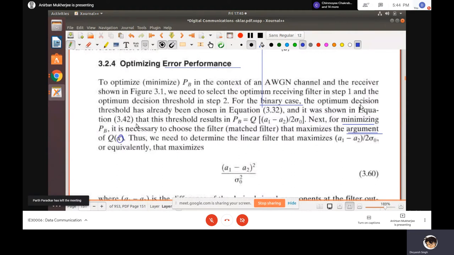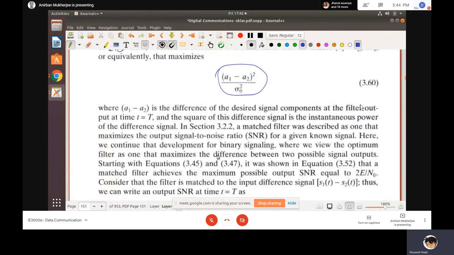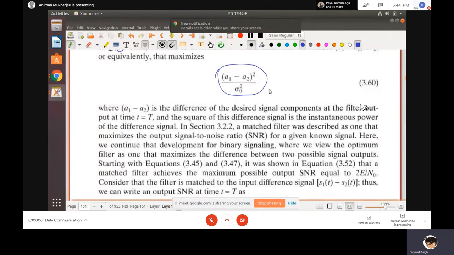So what I have to do now is determine the linear filter that maximizes (A1 minus A2) by 2 sigma 0, or equivalently, maximize this. That means I have to choose a linear filter. Now, we basically discussed this: (A1 minus A2) whole square by sigma 0 square is basically the square of the difference signal in the instantaneous power.